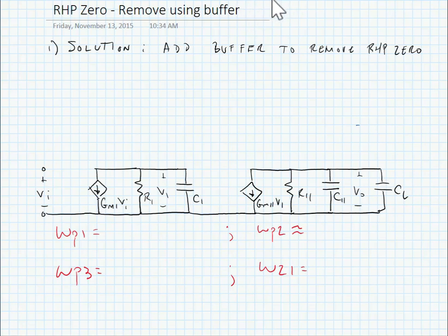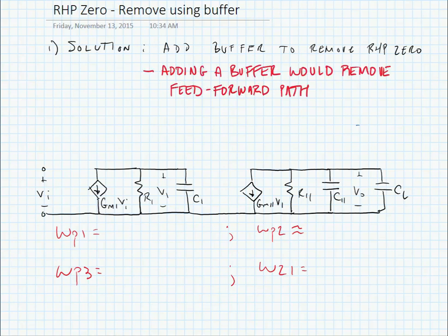So in the last video, we looked at the problem that's created by having a right half plane zero due to the compensation capacitor that we added in order to do pole splitting compensation. We have one solution, which would be to add a buffer to remove the right half plane zero. So adding a buffer would remove the feed forward path. And remember, when we have a feed forward path, that's what creates the right half plane zero. So here we would add our compensation capacitor and we would add a voltage buffer in the reverse direction such that it allowed our compensation to occur but doesn't allow current to propagate in the forward direction.